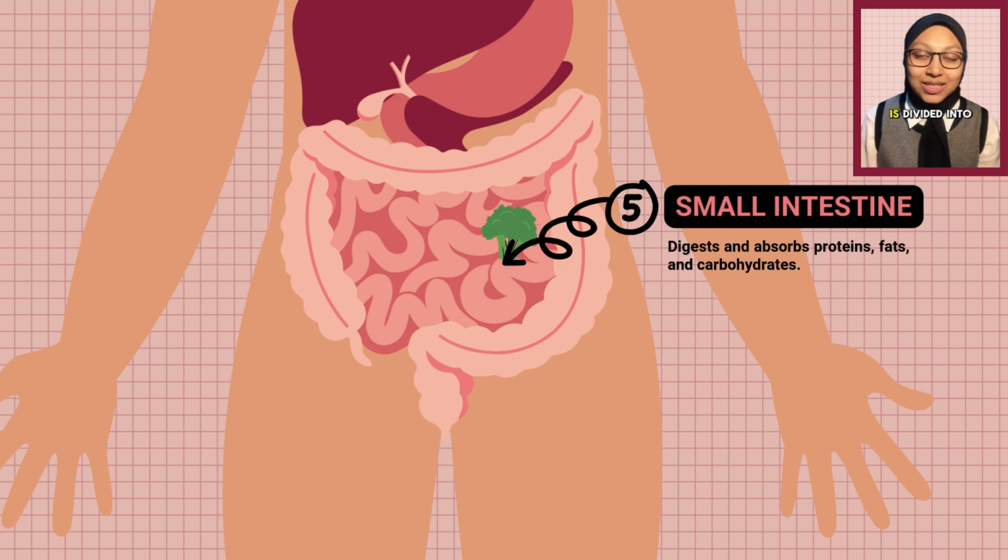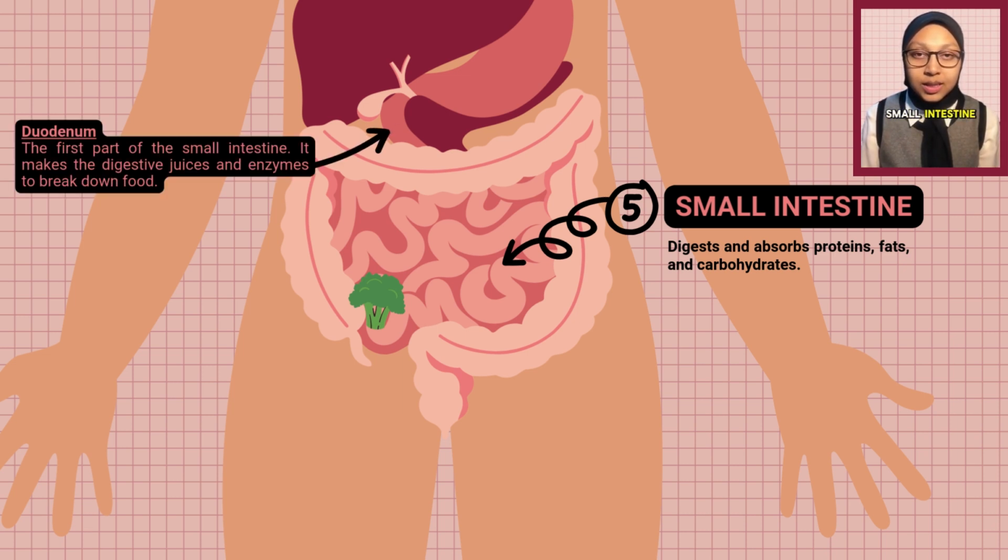The small intestine is divided into three parts: the duodenum, jejunum, and ileum. Each part has a specific role in ensuring that the food we eat is broken down and the nutrients are absorbed into our body. We will begin with the first part of the small intestine, the duodenum.